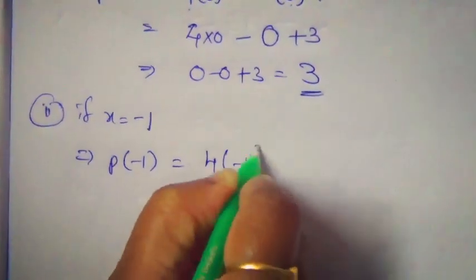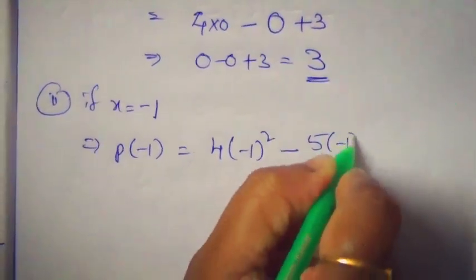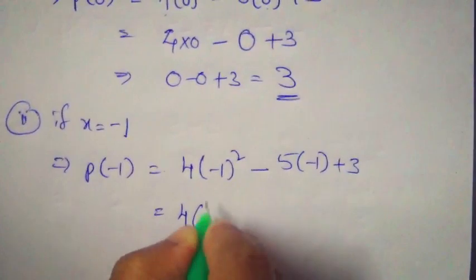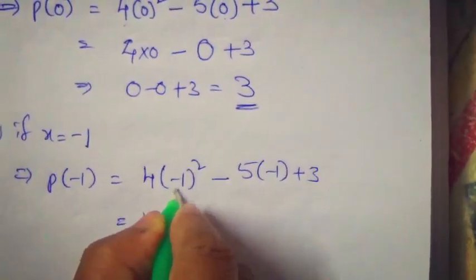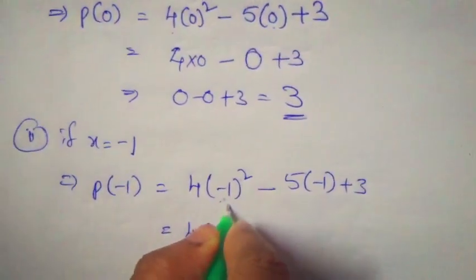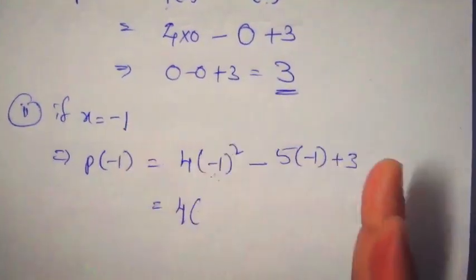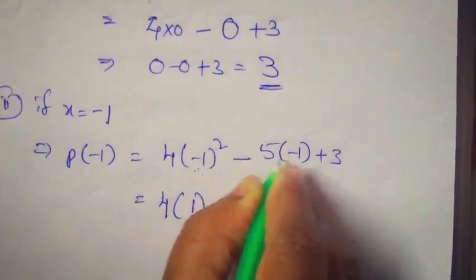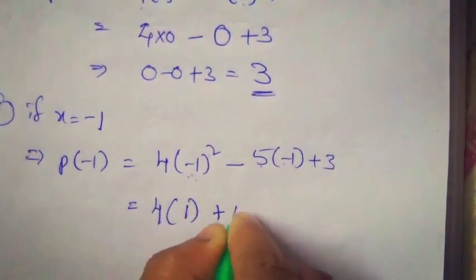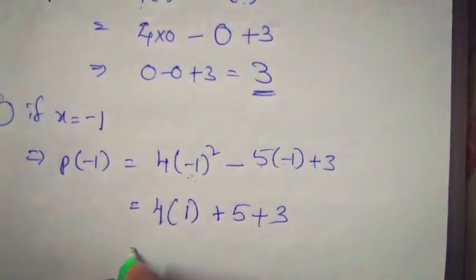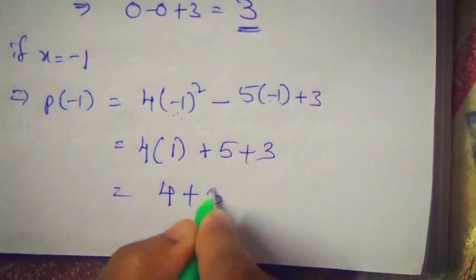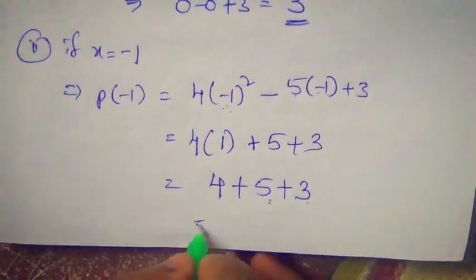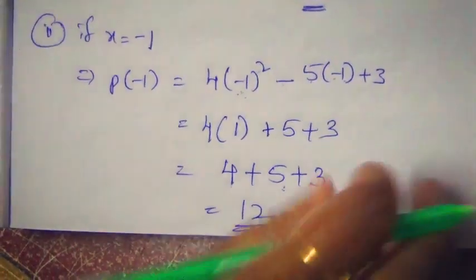So second, if x is equal to minus 1, that implies p of minus 1 is equal to 4(−1)² minus 5(−1) plus 3. How many times do we have to write this minus 1? Two times. Minus times minus is plus, so 1 squared is 1, and minus times minus plus 5 ones are 5, plus 3. That implies 4 plus 5 plus 3. 4 plus 5 is 9, 9 plus 3 is 12. That's it.